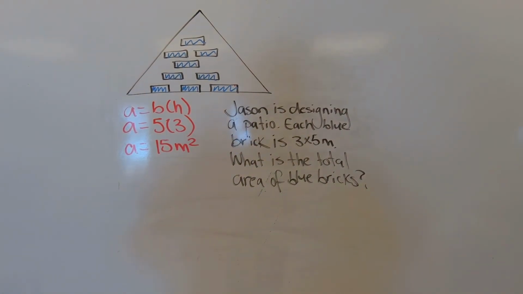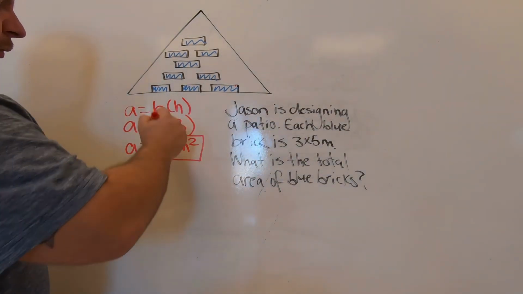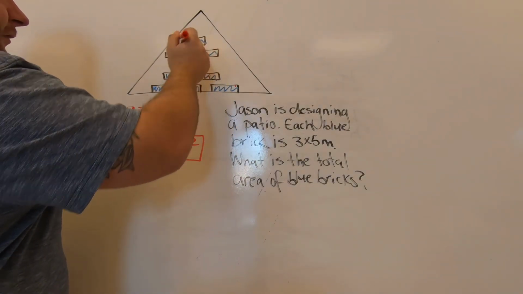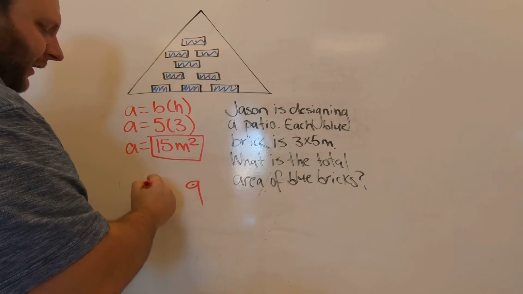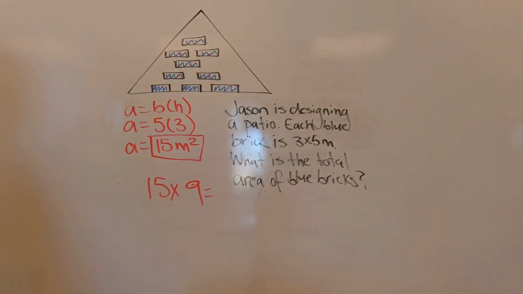Now, that wasn't the question. The question was, what is the total of all of the blue bricks in this patio? We found one of them, which is 15, but we want to find all of them. So there's 1, 2, 3, 4, 5, 6, 7, 8. There's a total of 9 of them. And each one is 15. So we need to figure out 15 times 9 in order to give us the correct answer here.